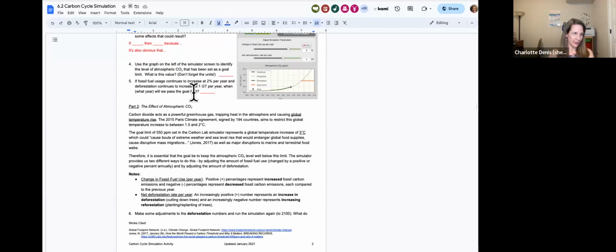So there's a reminder about greenhouse gases. There's a reference here. We've had this task in the curriculum for a while in different spots, but we added some information about the Paris Climate Agreement. Here's that data. The goal limit of 550 parts per million represents a temperature increase of 3 degrees C.